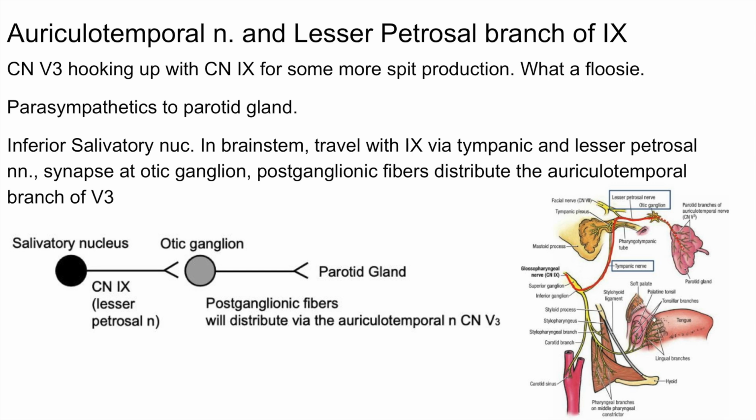Then once it exits, it renames itself the lesser petrosal nerve. Then you have the otic ganglion, and from there it's going to synapse. And then you have the auriculotemporal nerve, V3, and it's going to use that V3 to get to the parotid gland to make you salivate.